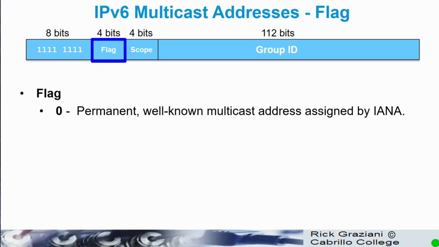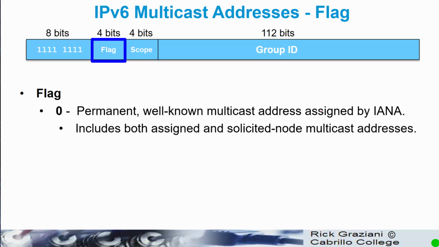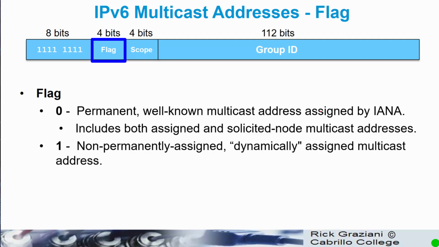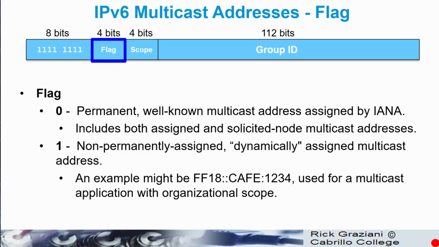So our flag is, again, 4 bits. 0 is going to be a permanent, well-known multicast address assigned by IANA. It includes both assigned and solicited nodes. 1 will be a non-permanent, or dynamically assigned address. And that could be something like an FF18, which is just a random one used for multicast within our organizational scope.